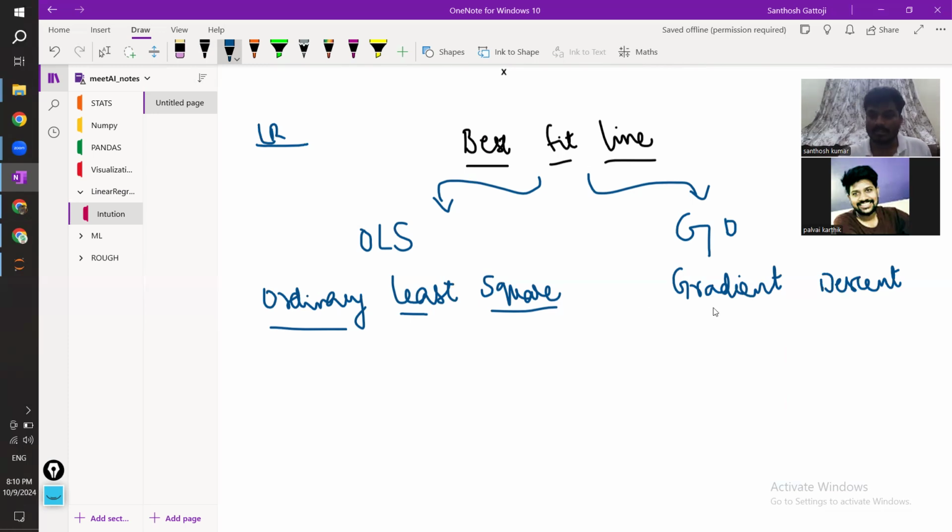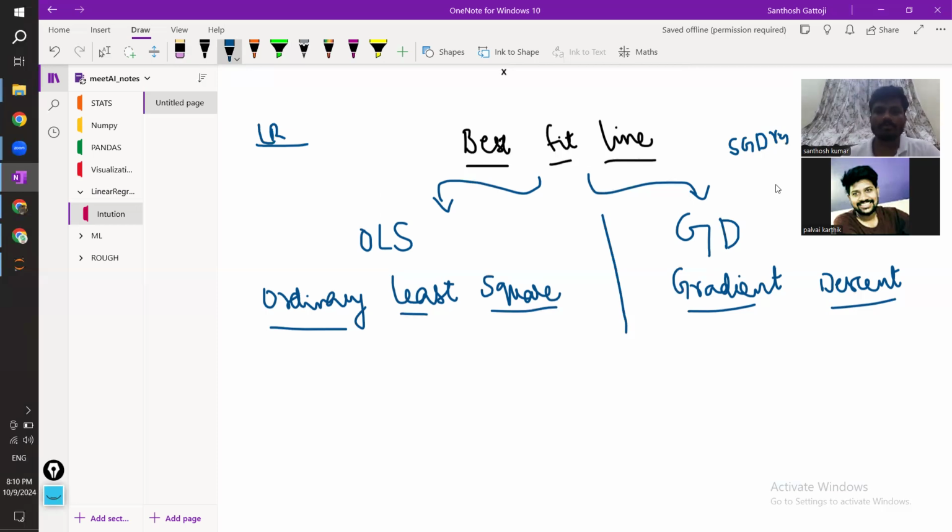But these are two methods which will achieve the same thing, so it's your wish which one to use. We will see both, but by default, when you run scikit-learn, it uses this method, OLS, ordinary least squares. There is a separate library called SGD regressor, stochastic gradient descent regressor. If you specifically call that, then it will use gradient descent.